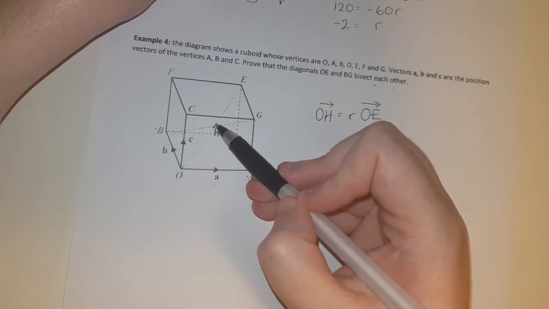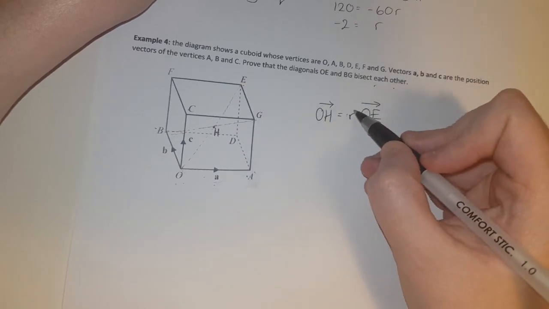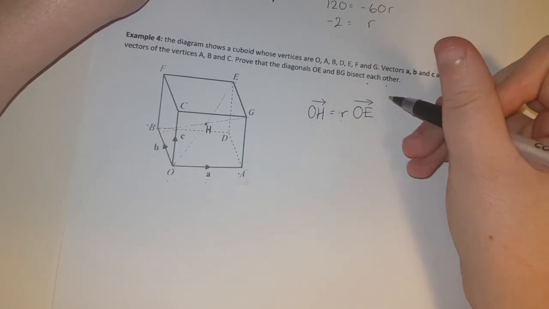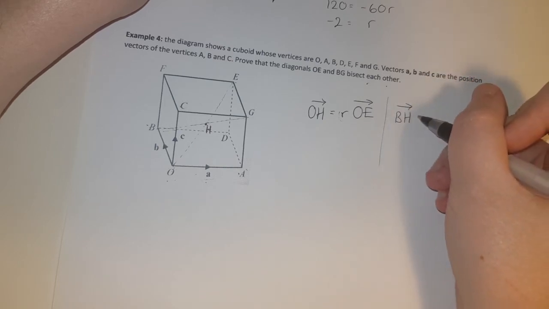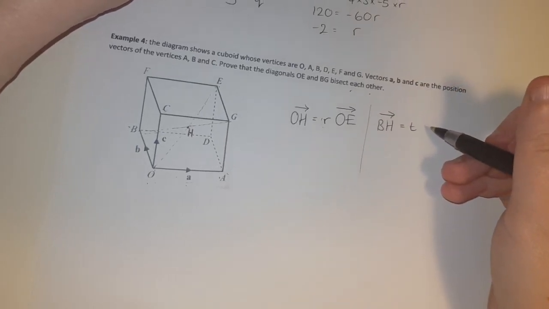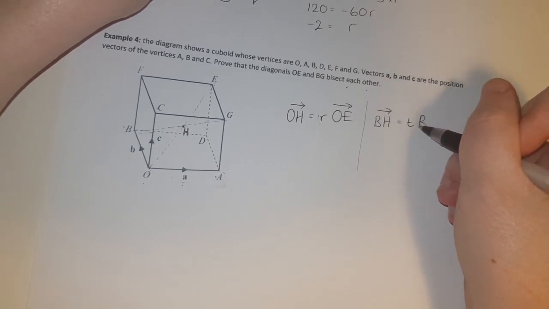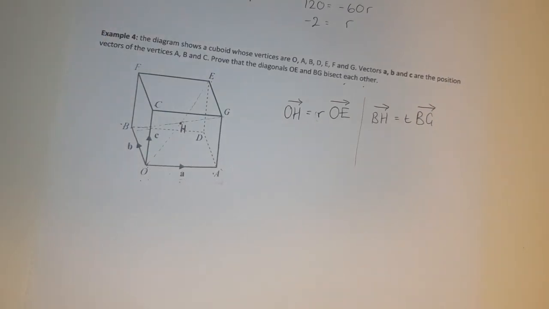Okay, so O to H is some multiple of the line from O to E, and we basically want to be able to prove that R equals a half. And then if we look at the other one, we know that from the other side of things, B to H has to be equal to some multiple, but again, we don't know what that multiple is, so we've given it a different letter, is some multiple of B to G. Okay, so we've got all of our facts there that we need.